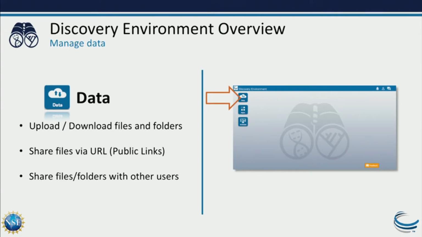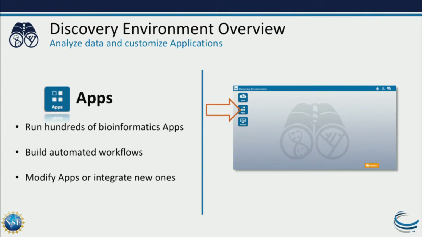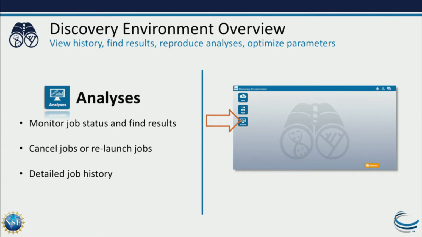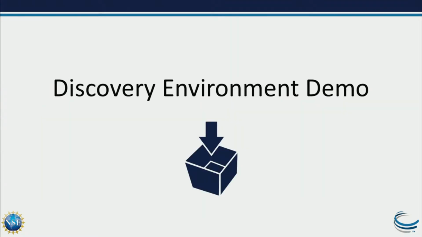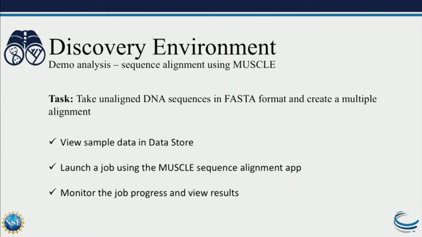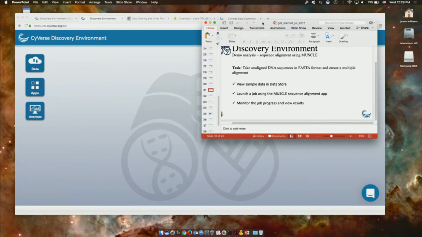We've covered the data window pretty effectively, and that's where you have upload and download of files and folders, and sharing files via URL, public links, or with other users. Now we'll talk about applications, where you can run hundreds of bioinformatics apps, build your automated workflows, or modify apps, and also analyses, where you have the ability to monitor a job status or history, and also to cancel or relaunch jobs. So in this demo, I am going to take some unaligned DNA sequences in FASTA format and just create a multiple sequence alignment. So it's a fairly straightforward one-application process, and it's just enough to get you an idea of how applications run in the Discovery Environment.